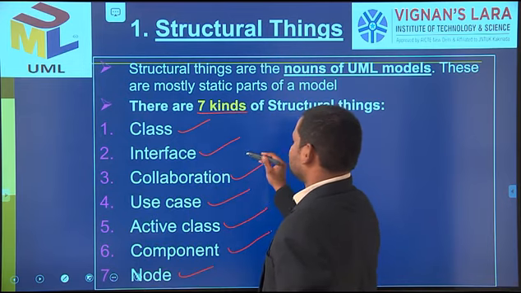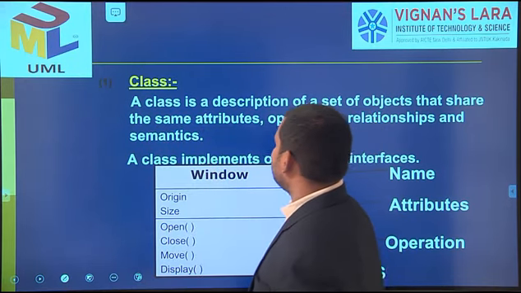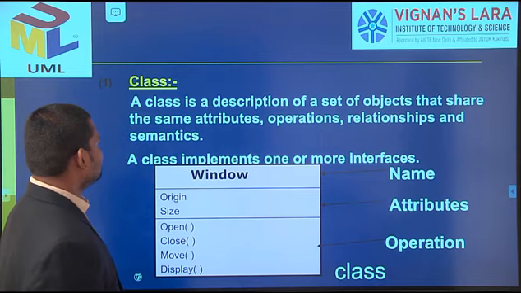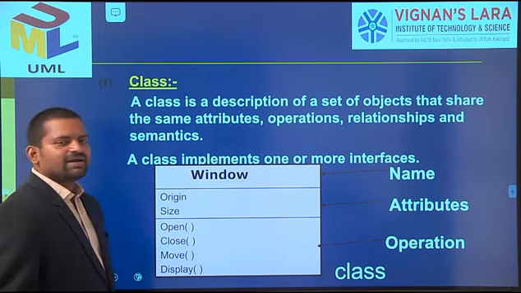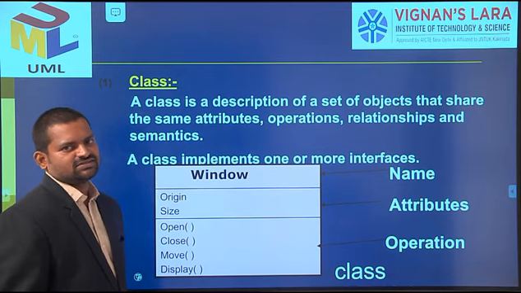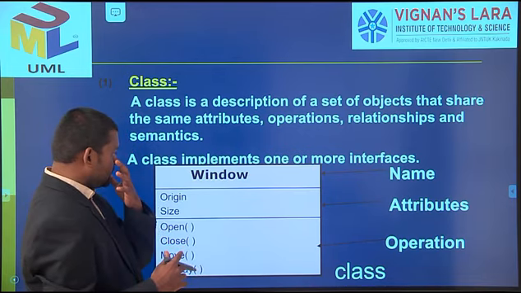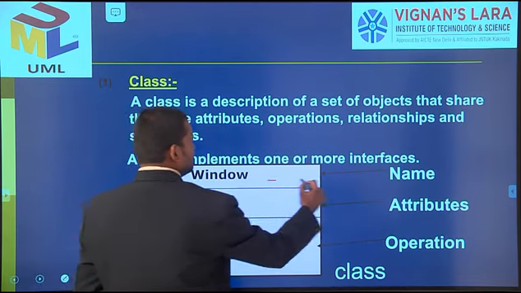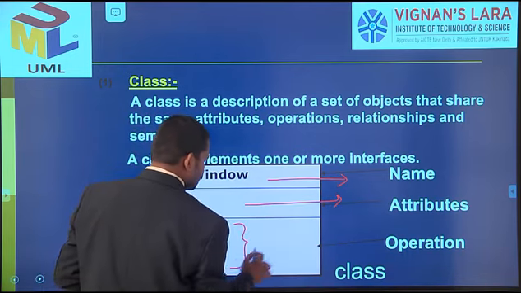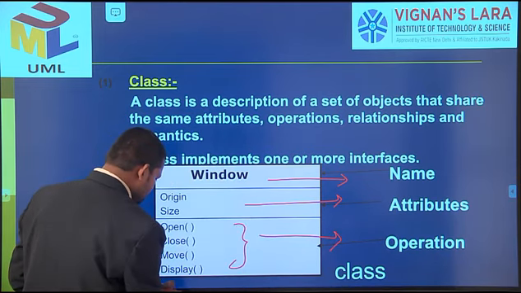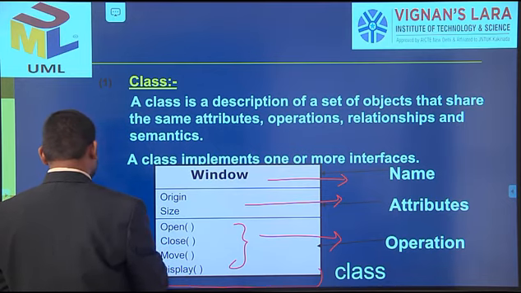You know the class symbol. What is a class? A class is a description of a set of objects that share the same attributes, operations, responsibilities and semantics, the meaning of the class. A class implements one or more interfaces. This is the name of the class, these are the attributes of the class, and these are the operations of the class. You may include other responsibilities of the class.